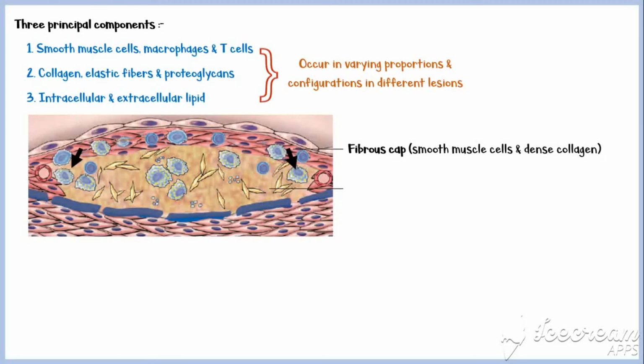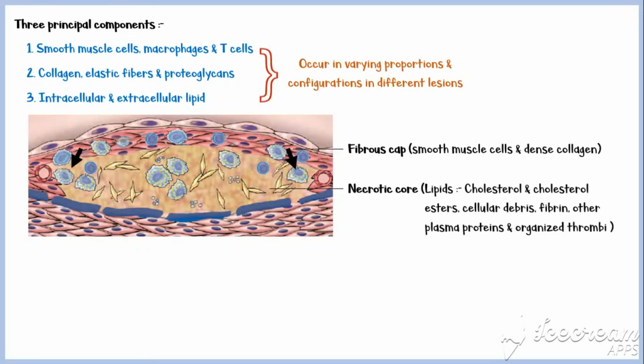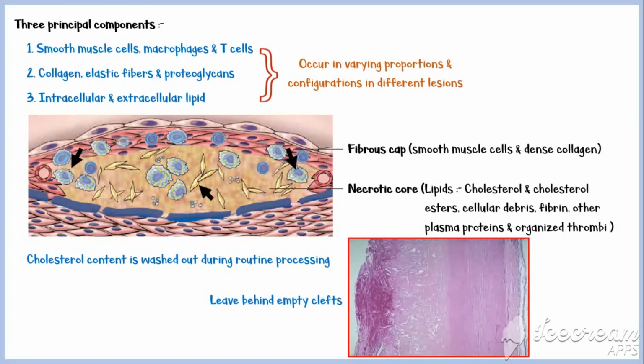Deep to the fibrous cap is a necrotic core containing lipids, mainly cholesterol and cholesterol esters, cellular debris, fibrin and other plasma proteins, and organized thrombi. The cholesterol content is frequently present as crystalline aggregates, as denoted by the black arrow in the middle. These crystals are washed out during routine processing, leaving behind empty clefts, as you can see in this picture. The periphery of the atheromatous lesions demonstrates neovascularization.